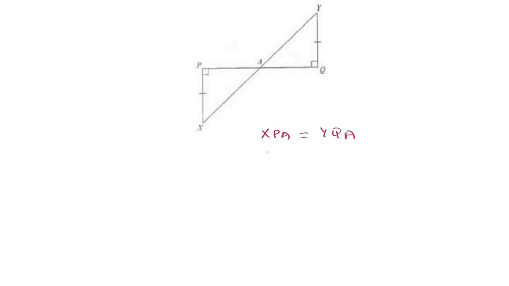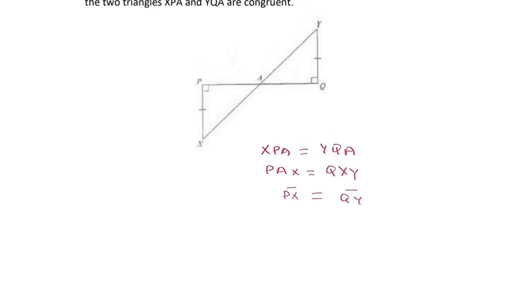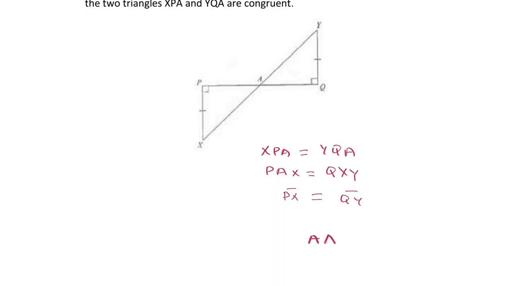And also, angle PAX equals to angle QAY because these are opposite angles. And also, side PX equals to side QY because of the information given from the question. Okay, so now since two angles and one side from both triangles are equal, then triangle XPA is congruent to triangle YQA by angle side.